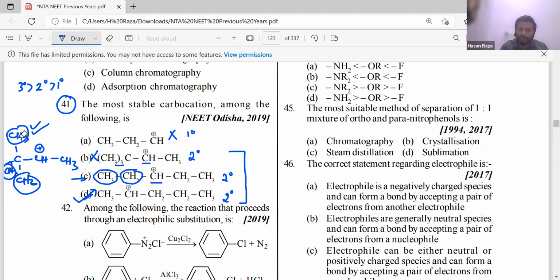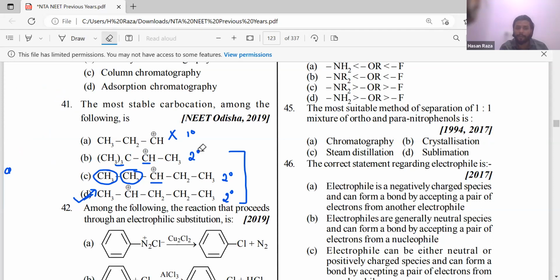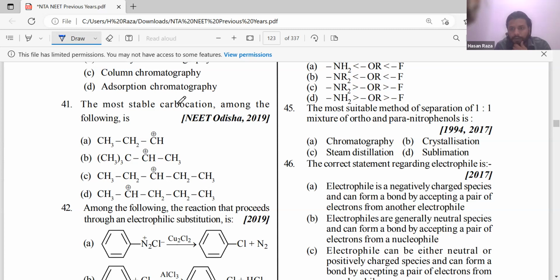Now there is another way to explain it, which is quite easy. Are you aware of hyperconjugation? Yes or no? Please do let me know. Alan, Mamuna, Saif, please do respond yes or no. Not much, sir. Not much. Okay.